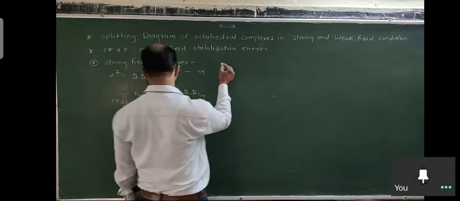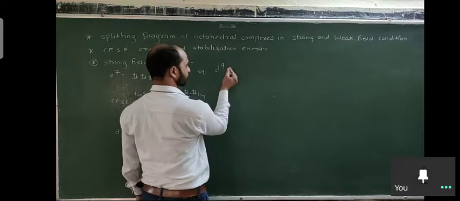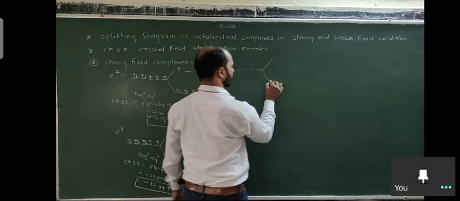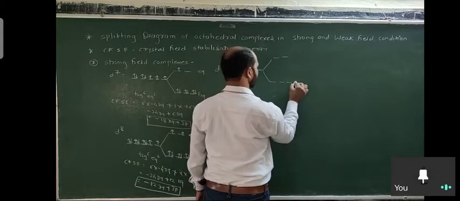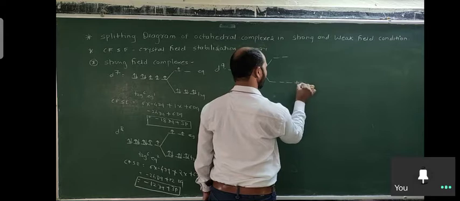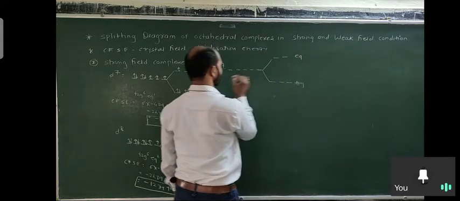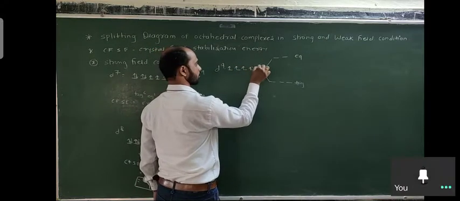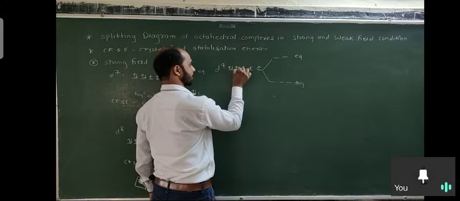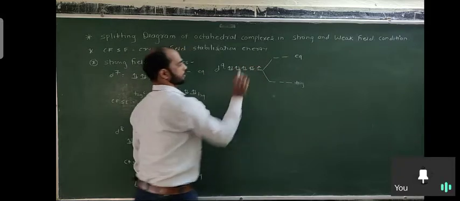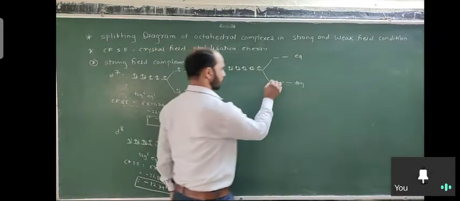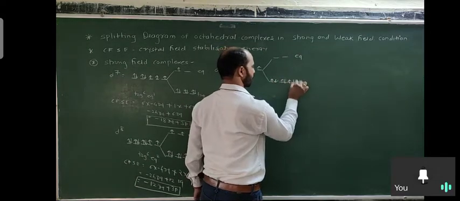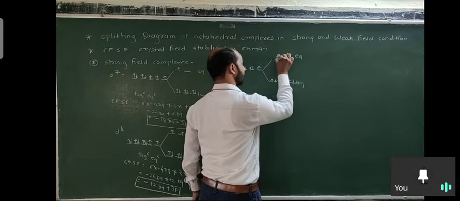Next, D9. 1, 2, 3, 4, 5. So, T2G, EG, show here 9 electrons. 5, 6, 7, 8, 9. So, first 6 is here. 1, 2, 3, 4, 5, 6, 7, 8, then paired.